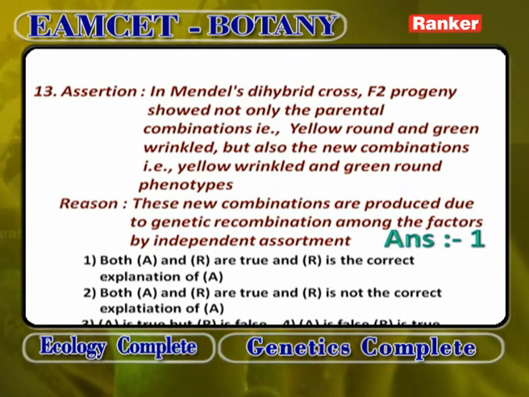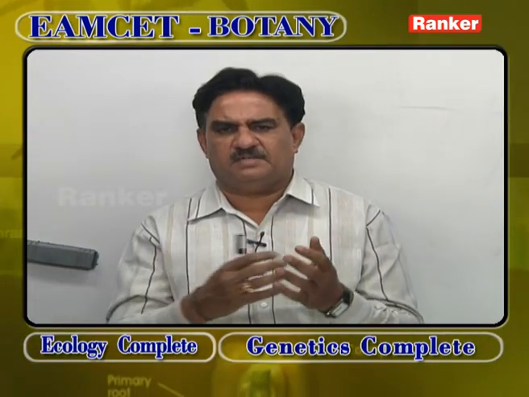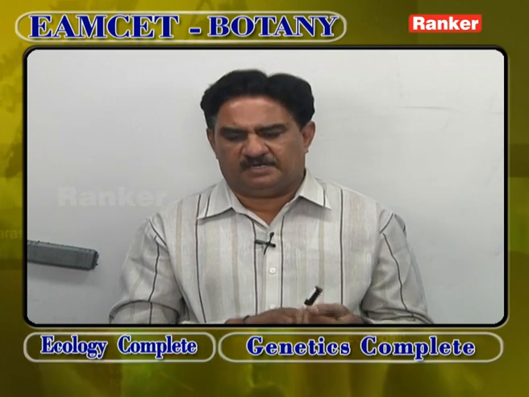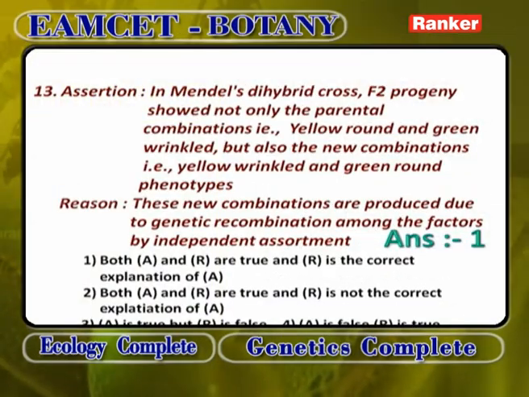What is the reason for this? These new combinations are produced due to genetic recombination among the factors by independent assortment. Factors means genes. These new combinations are obtained because the genes get separated independently, independent assortment occurred, they again fused in like forms of gametes and produced a new combination. So, that is law of independent assortment. So, both A and R are true. R is the correct explanation of A. First option is for this question.